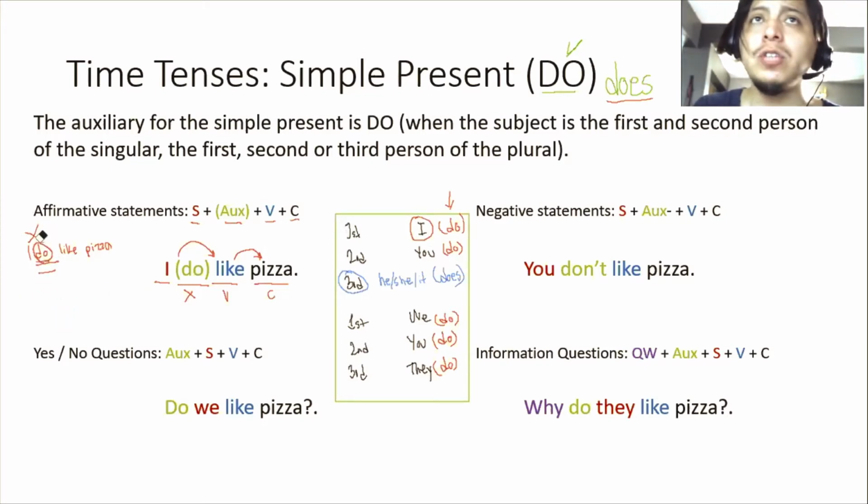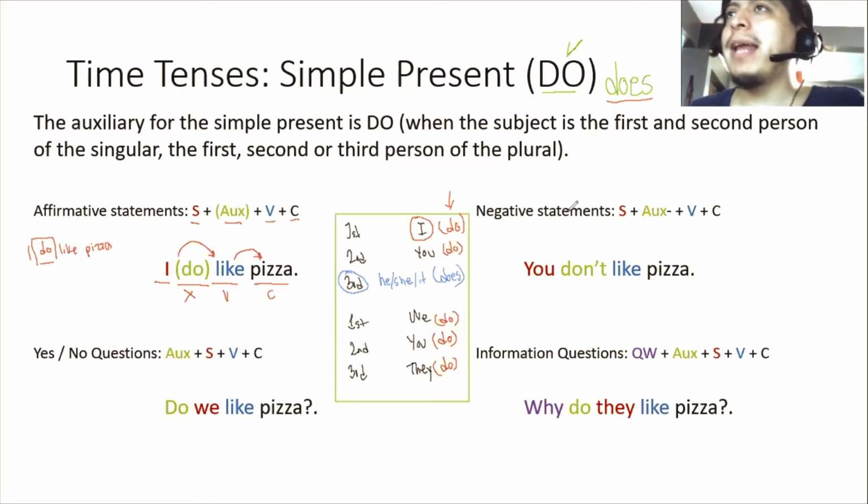Okay, so again, try not to use the auxiliary. You only say, I like pizza. The only reason to use the auxiliary is if you want to put extra emphasis on the fact that this is an affirmative statement. If somebody is challenging you, if somebody doesn't believe you, then you make this affirmation, okay? I do like pizza.